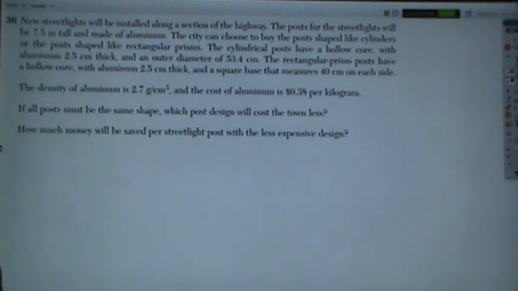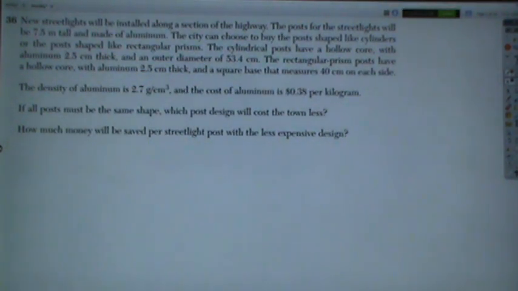The rectangular prism posts have a hollow core with aluminum 2.5 centimeters thick and a square base that measures 40 centimeters on each side. The density of aluminum is measured at 2.7 grams per cubic centimeter, and the cost of aluminum is 38 cents per kilogram. If all posts must be the same shape, which post design will cost the town less? How much money will be saved per streetlight post with the less expensive design?